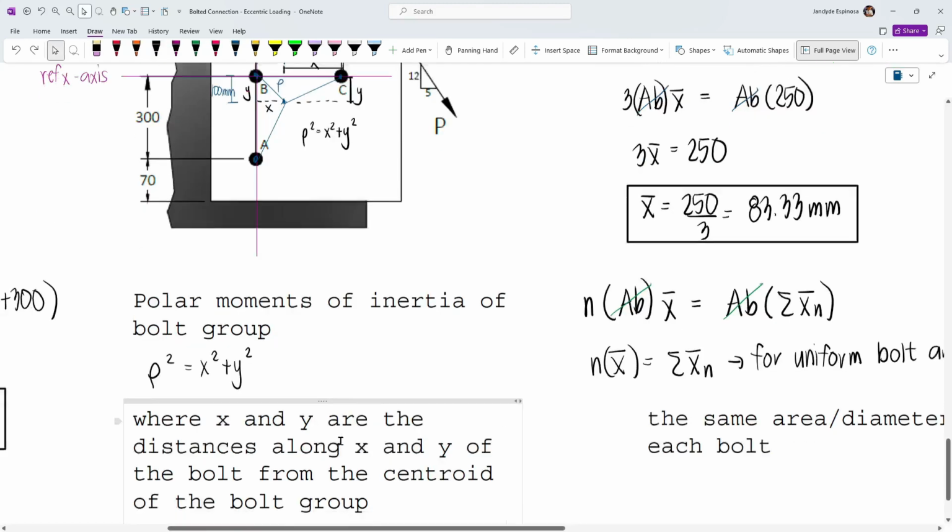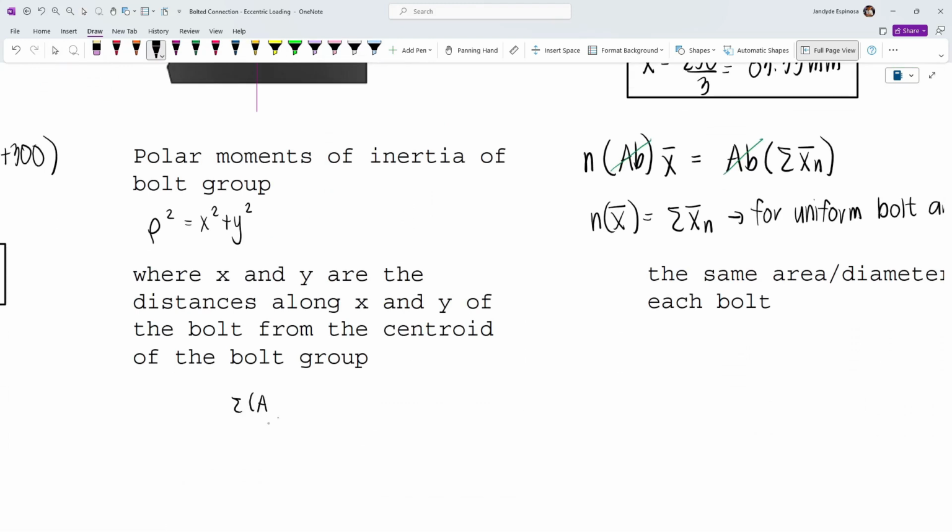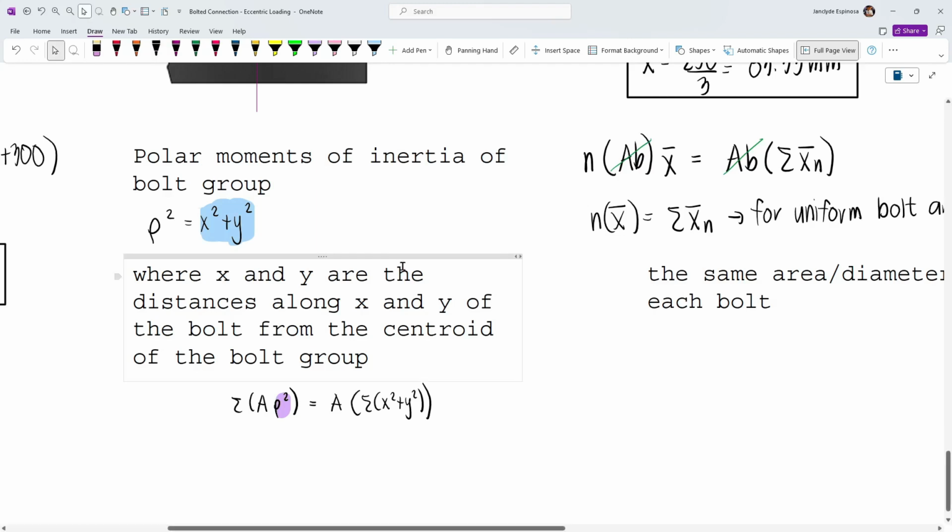Now for the polar moment of inertia, we need to sum up area times rho squared. But since we know that rho squared is just equal to x squared plus y squared, then we can change this one. So this becomes x squared plus y squared. And so this is equal to the area of a bolt multiplied by the summation of x squared plus y squared. Now notice that this just resembles the transfer formula, which is A times d squared. However, in steel design applications, we usually treat J as only x squared plus y squared. We don't include the area. We usually only include the area in mechanics of deformable bodies, where we are interested in the shear stress.